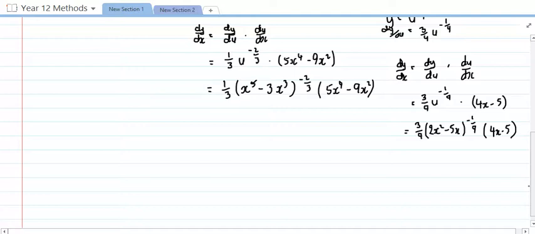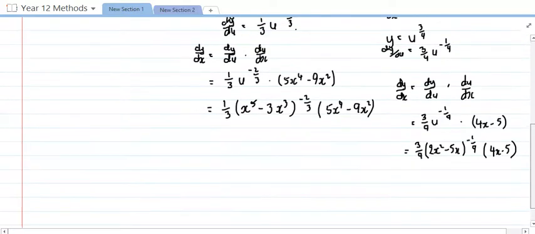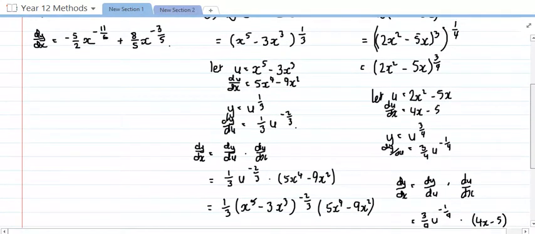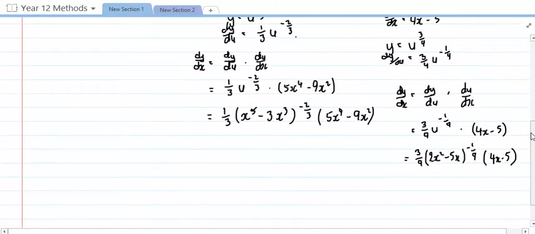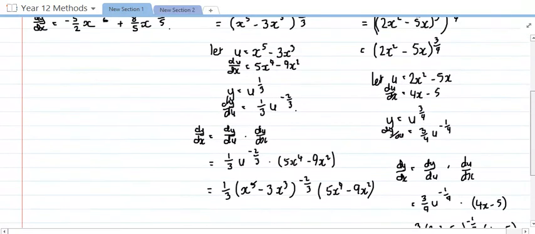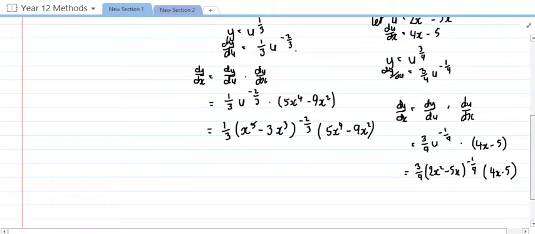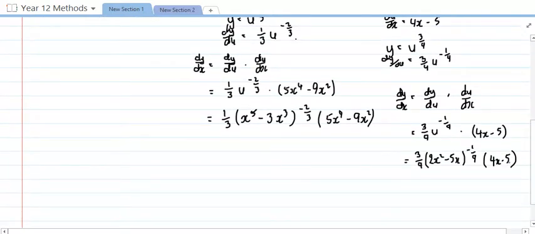If I wanted to write that, actually, I'm going to just sidestep here for a second again. So looking at that shortcut, we differentiated this part here by moving the 3/4 down the front, taking away 1 from the power. So that gave us this right here. And then you can see that I've just multiplied by the derivative of whatever's inside the bracket as well. So 2x squared minus 5x became just 4x minus 5. So yeah, that is the shortcut which can be used.